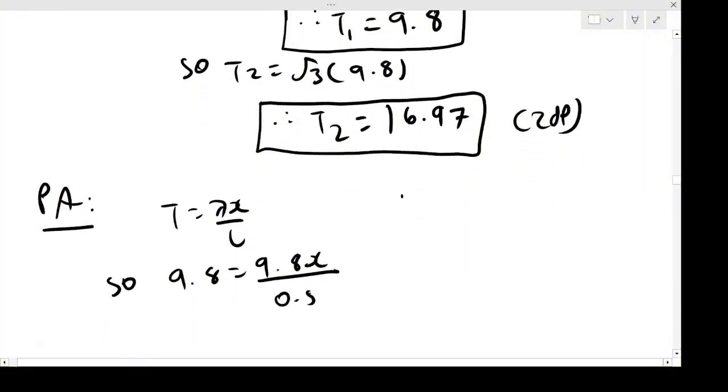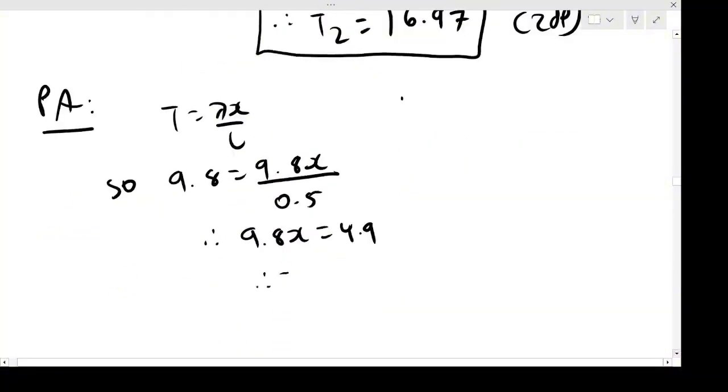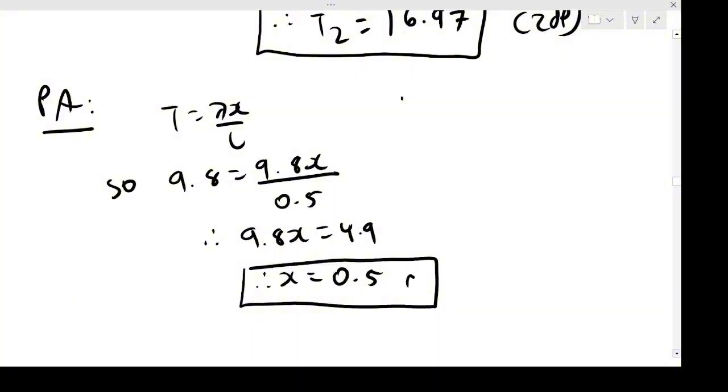Now we can solve for x. So that means that 9.8x is 4.9, therefore x is going to be 0.5. Okay. And that then is the extension of the string PA.